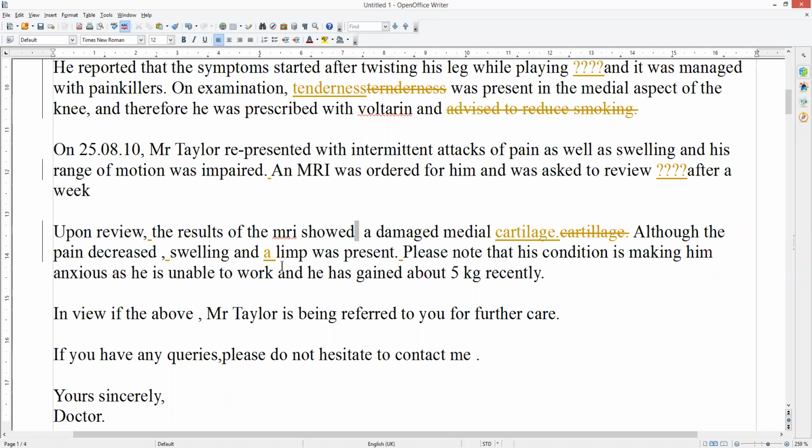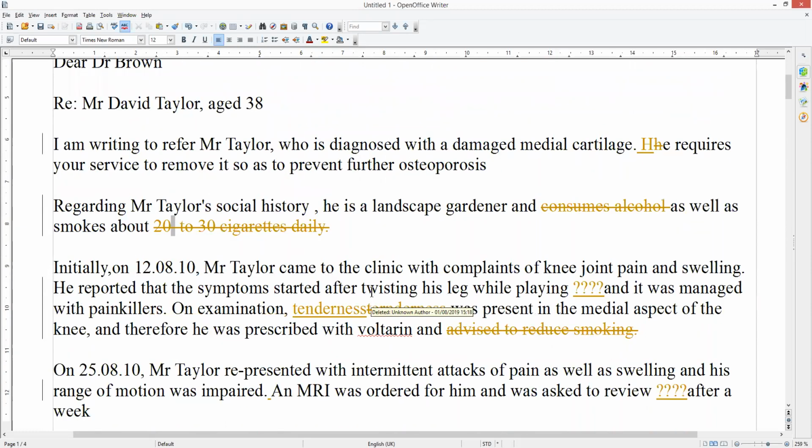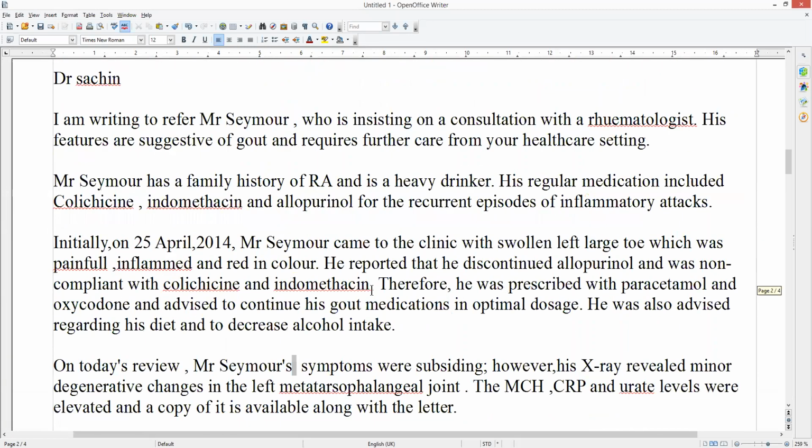His condition making him anxious. Right now, this is the key point. This is the crux of the matter. That's it, right? He cannot work. That's the main thing. And he's gained about 5 kilograms recently. In view of the above, Mr. Taylor has been referred to you for further care, which means what exactly? What is it? Okay, so that's a good example. Good example there. So let's have a look at this next one.